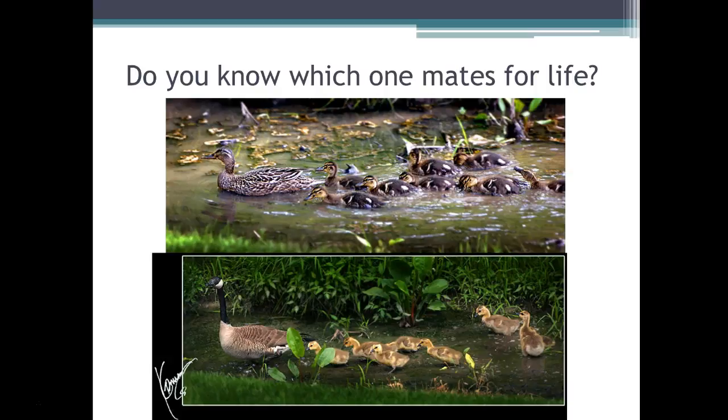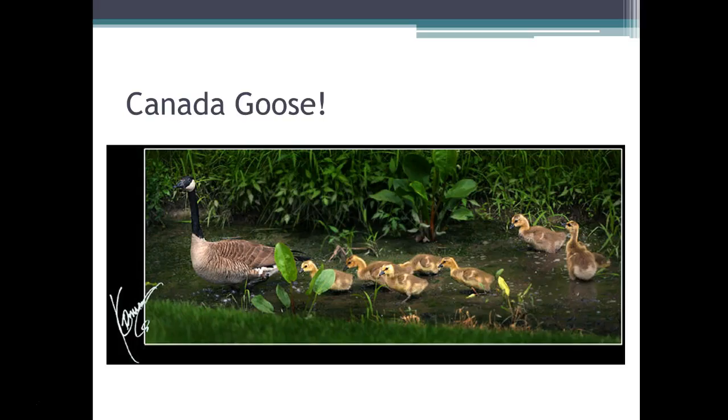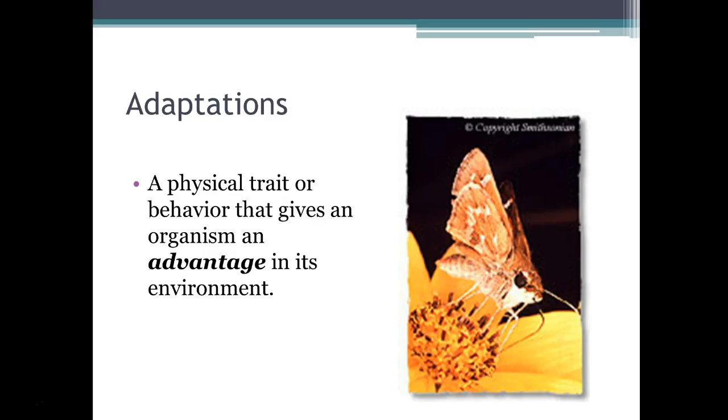One of them mates for life, and that would be the Canada goose. And when we say mates for life, they choose a mate and stay with that one mate. Now, if that mate happens to die, they, of course, will pick another mate. But they don't mate with multiple individuals like the mallard duck will.